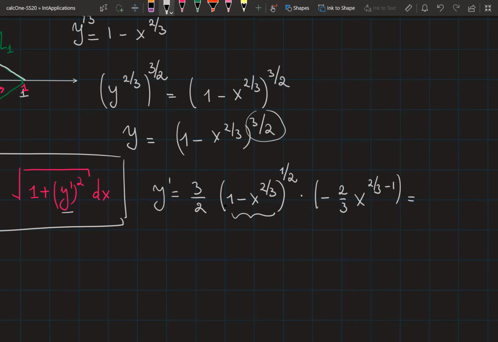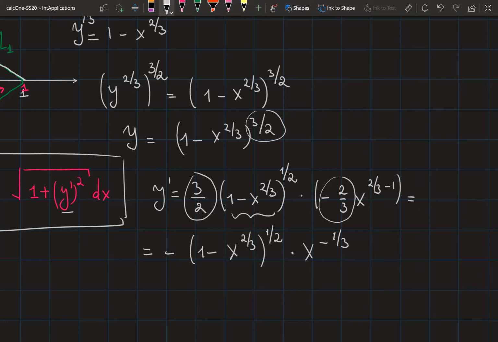So we are going to simplify these terms. Please note that this 3 over 2 and this minus 2 over 3 are going to cancel. And we'll have here minus 1, or simply minus, times 1 minus x in the power of 2 over 3 in the power of 1 over 2, times x in the power of minus 1 over 3. So this is the derivative of y.